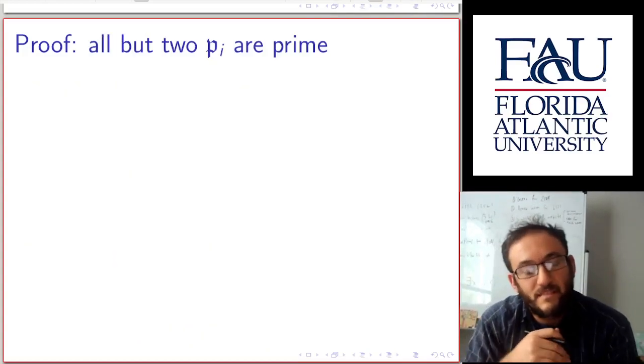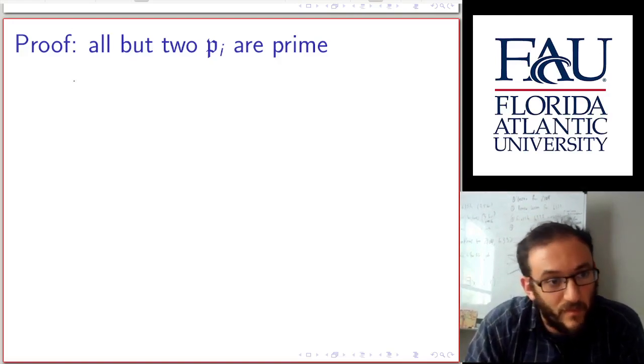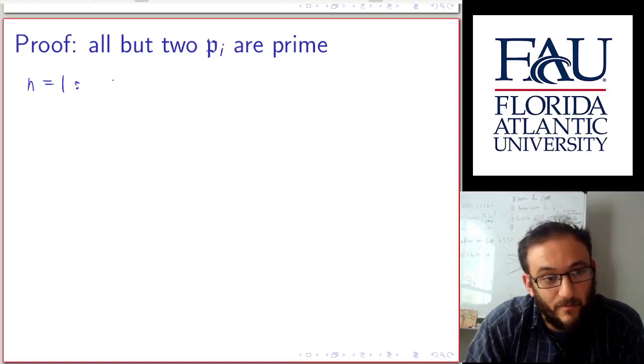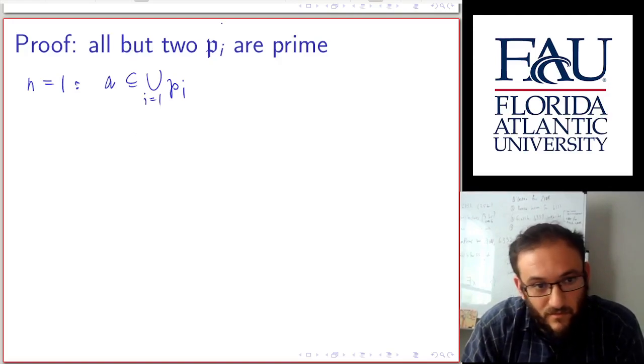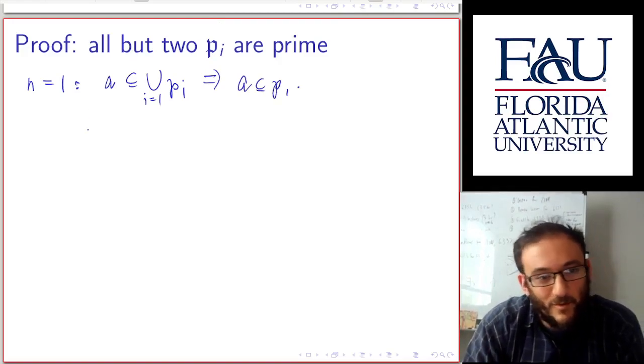Okay, so now let's consider what if all but two of the Pi are prime. Plainly, if there's only one ideal, so n equals 1, that's telling us that A is contained in the union of Pi, where i is just equal to 1. And this trivially would imply that A is contained in P1. Okay, so ignore the n equals 1 case.